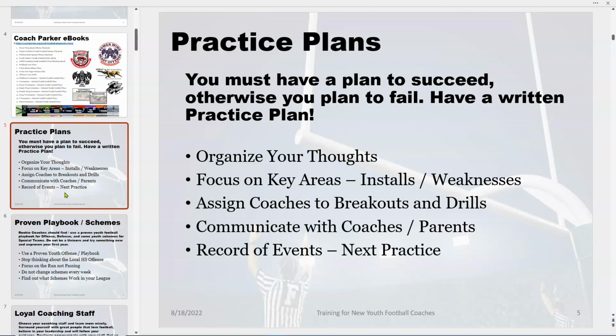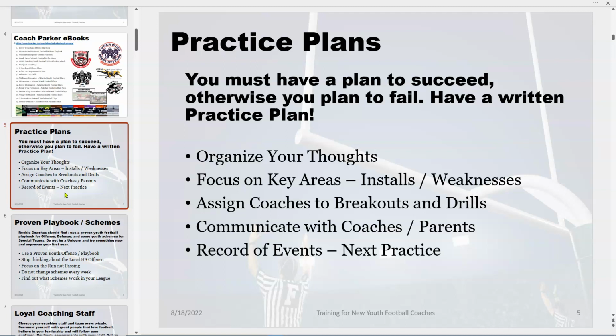So being organized and having this practice plan is a huge thing. Parents love it when you share it with them, and it makes you look so organized that you've got it all written out. And man, winning over the parents with this is an easy win if you're doing that.